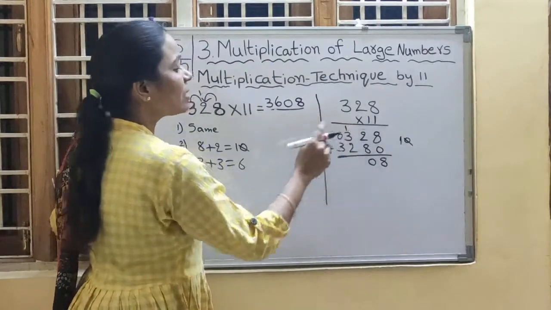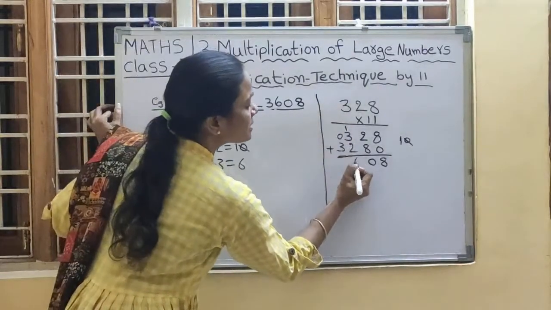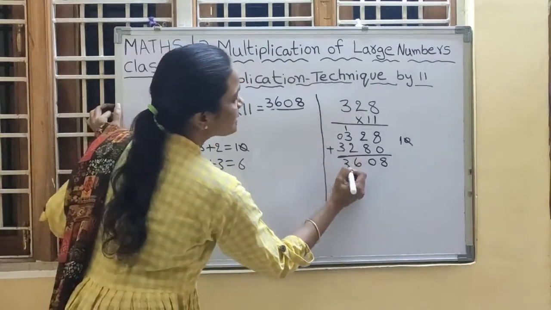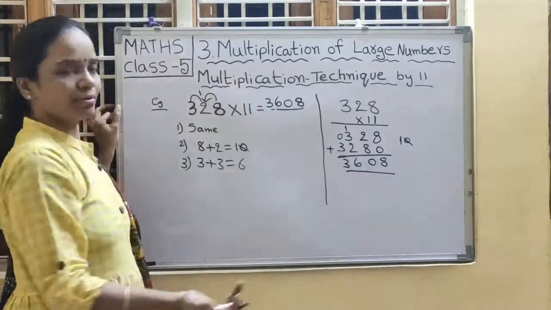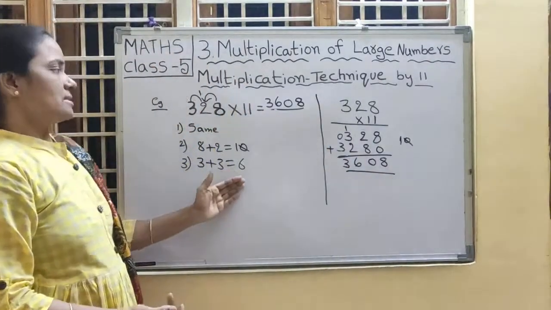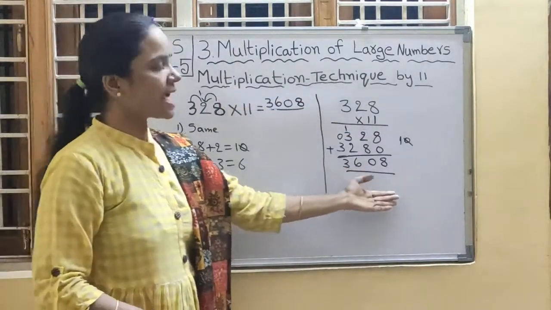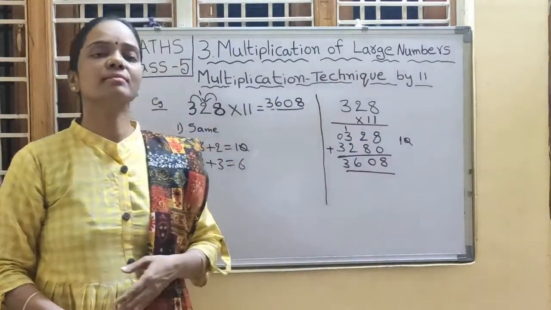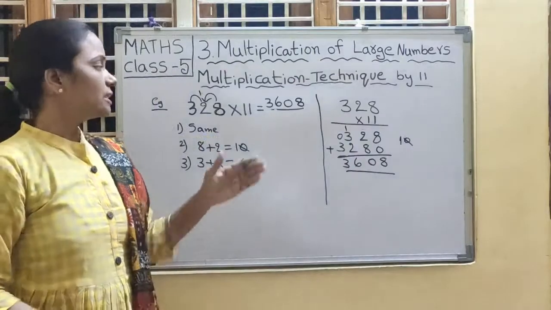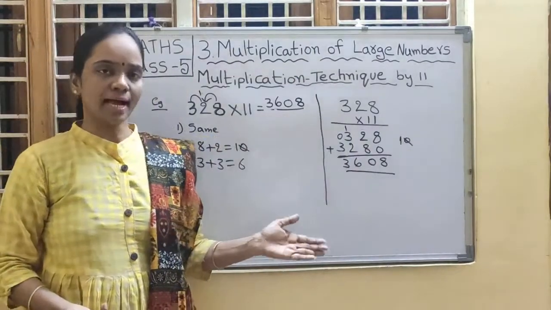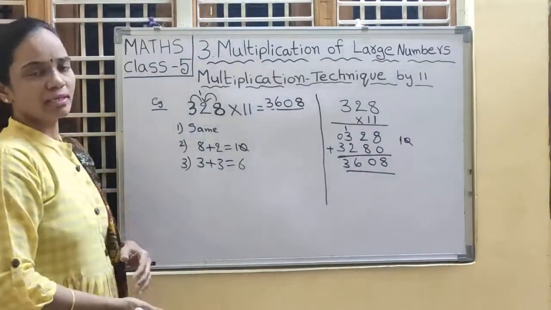Now 1 plus 3, how much? 4. 4 plus 2, how much? 6. Next 0 plus 3 is 3. Yes, you got the same answer. So this is solved by using technique, but this is standard multiplication. Standard multiplication means it is a time-taking process. Using technique you can reduce the time. So have you understood, children?